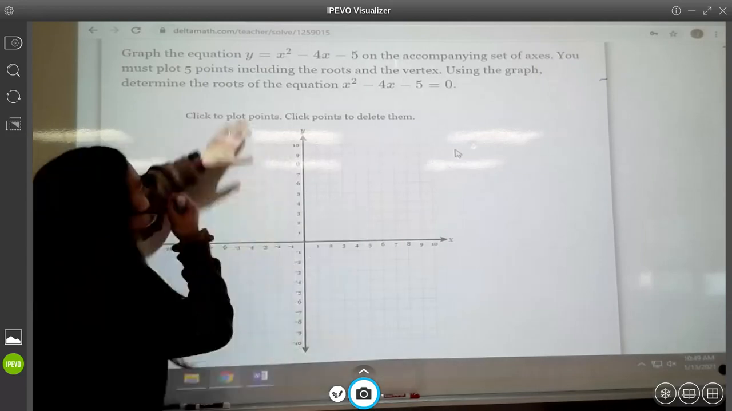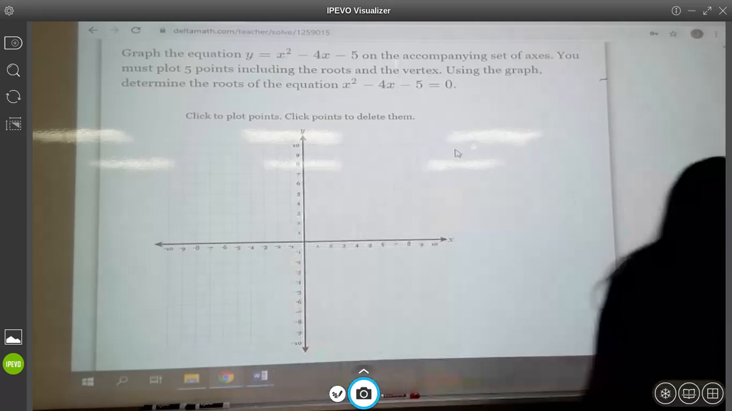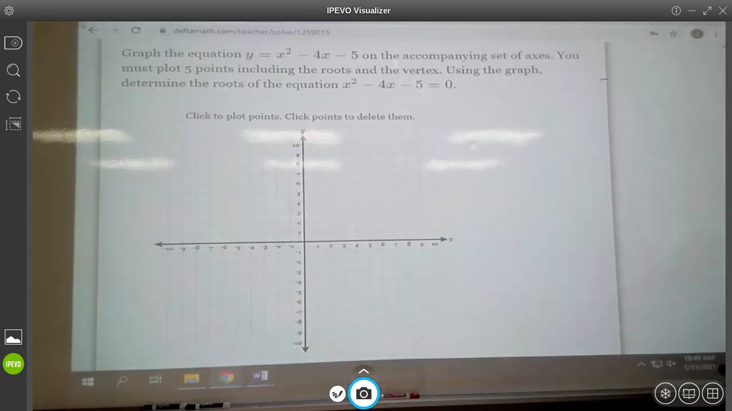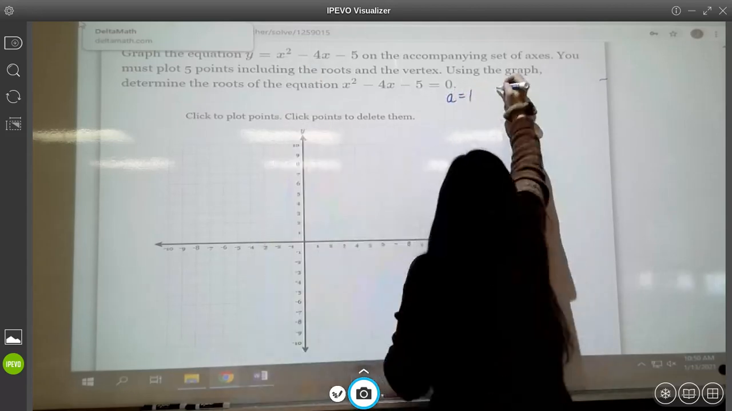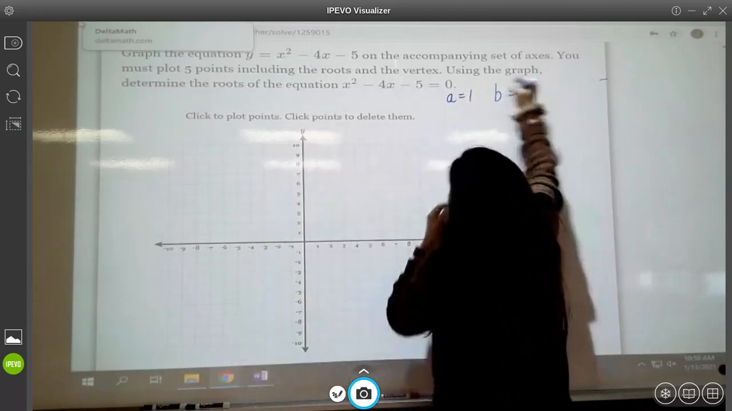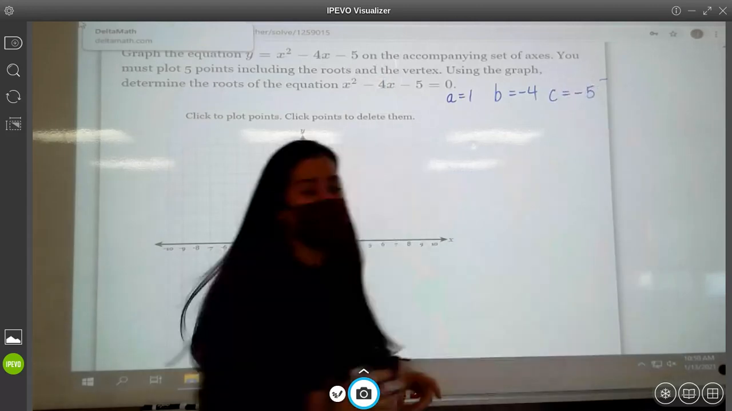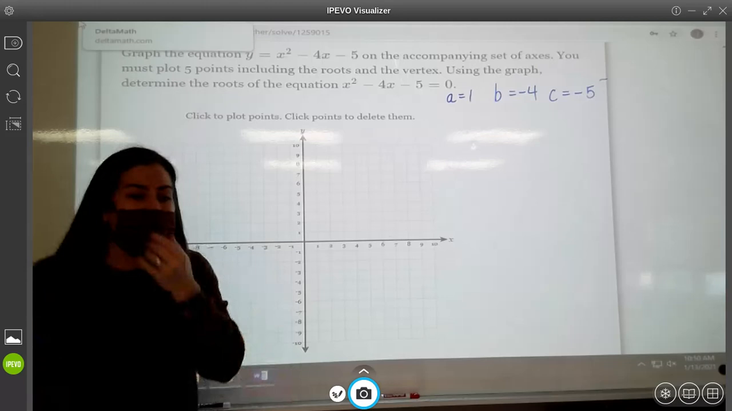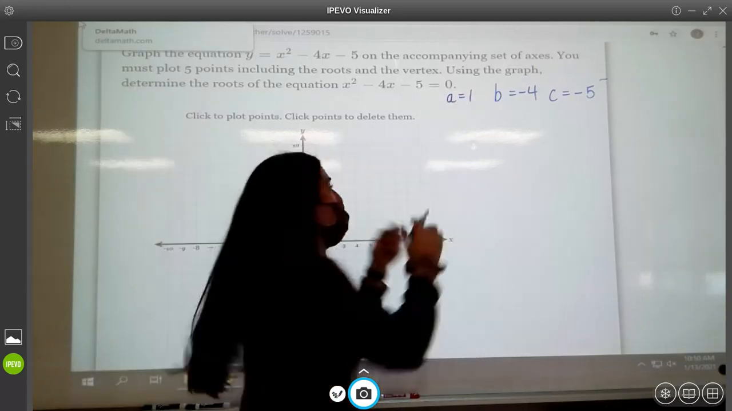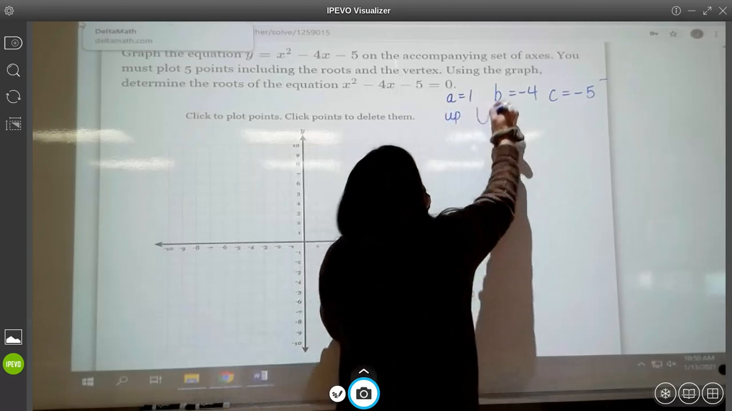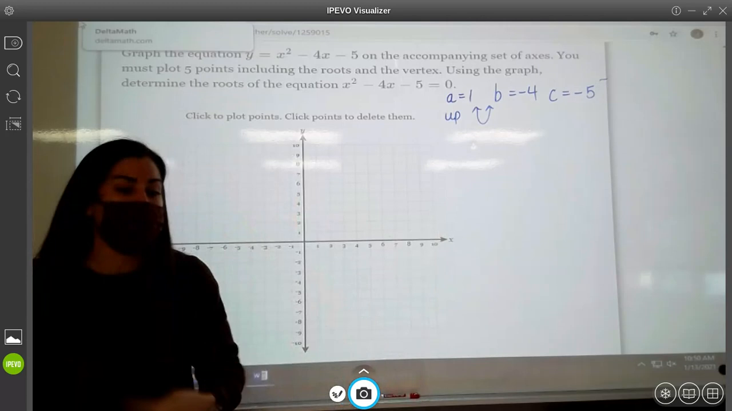All right, here we go. So let's graph it. In this problem, A is 1. B, the number in front of x, is -4, and C is -5. All right, does this parabola open up or down? Well, if A, the number in front of x squared, is positive, we know it's going up. So we have a visual as to what our parabola should end up looking like.